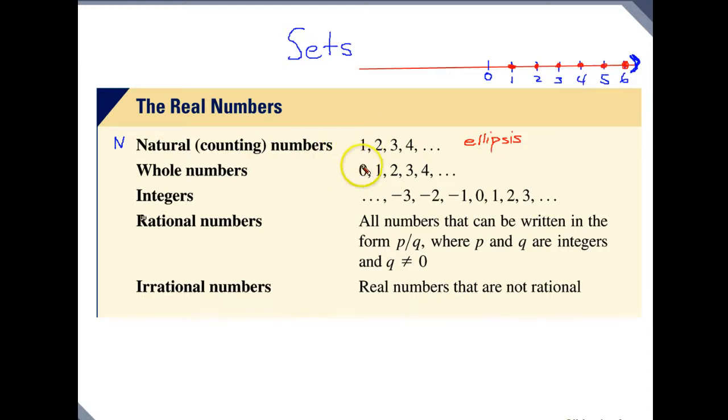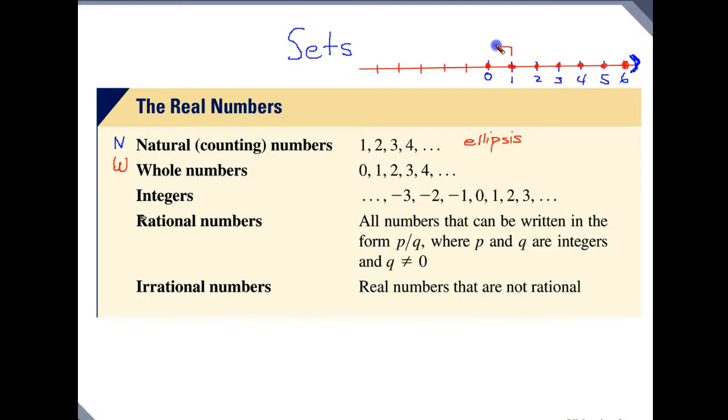Now, if we just add a 0 to the natural numbers, we get our next set, which we often use a W to indicate. These are the whole numbers. Now, on the other side of 0, we have numbers that are opposite these numbers, the whole numbers here.